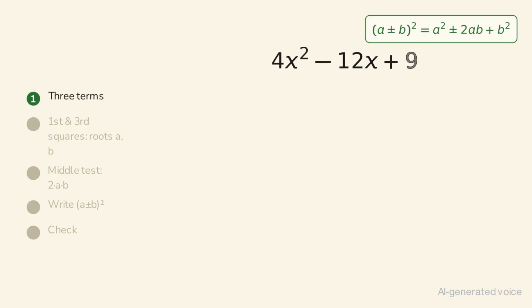We'll factor 4x squared minus 12x plus 9. First we count. This polynomial has 3 terms. 4x squared, minus 12x, and plus 9. When there are 3 terms, the first thing we suspect is a perfect square. Let's check it.